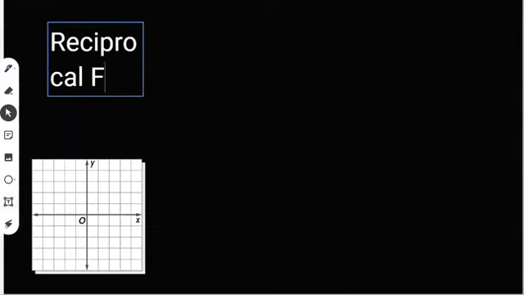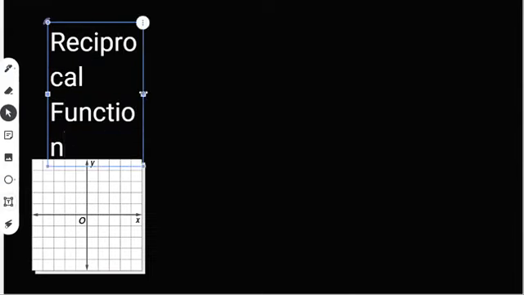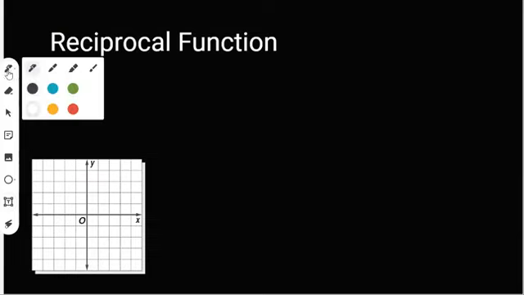Okay, the next one we're going to talk about is called the reciprocal function. What does that look like? Well, what does a reciprocal mean? It's kind of like you're taking a fraction and you're flipping it, right? The reciprocal function is going to be f of x equals 1 divided by x, or 1 over x, where x cannot equal 0. Because if x really was 0, you would be dividing by 0. You would have 1 divided by 0, which is undefined.